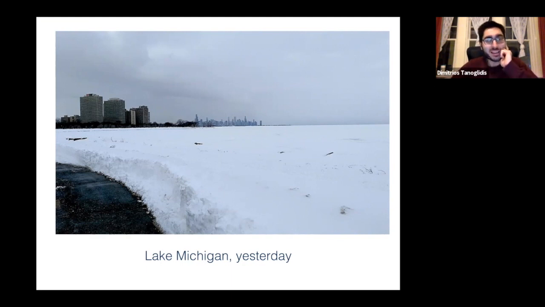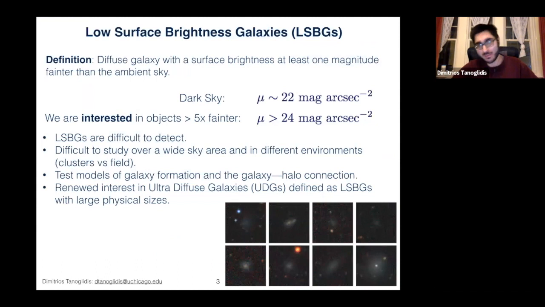Okay, so let's start with low surface brightness galaxies, with a Wikipedia-style definition, actually quoting Wikipedia. Low surface brightness galaxies are diffuse galaxies that have a surface brightness that is at least one magnitude fainter than the ambient dark sky. You can see the magnitude of the sky. And so we are interested in objects that are more than 5 times fainter than that. If you are curious how we see them, we are talking about brightnesses that are above the dark sky.